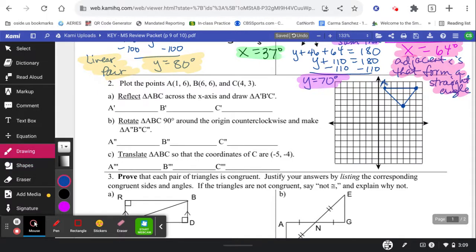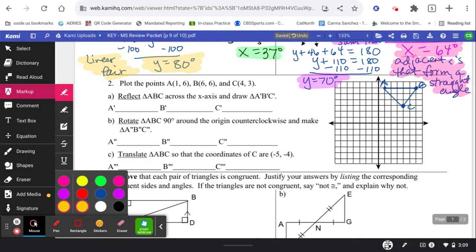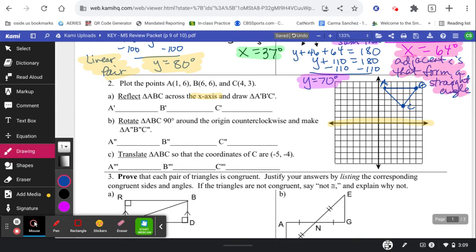Here's A, here's B, and here's C. All right, so the first thing I'm going to do is reflect this across the x-axis. So the x-axis, remember, is this guy right here. So however far away, I'm going to go, let's make this red, I'm going to go down 3, 1, 2, 3 to get to the axis. So I'm going to go 1, 2, 3 after the axis.